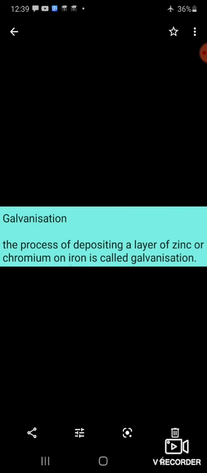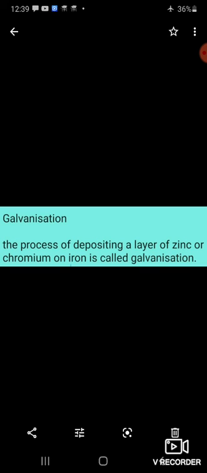Second one, apply a coat of paint or grease. By applying a coat of paint or grease, it will prevent rusting. And another way is galvanization. We have another way to prevent the rusting of iron, through the process of galvanization. The process of depositing a layer of zinc or chromium on iron is called galvanization.